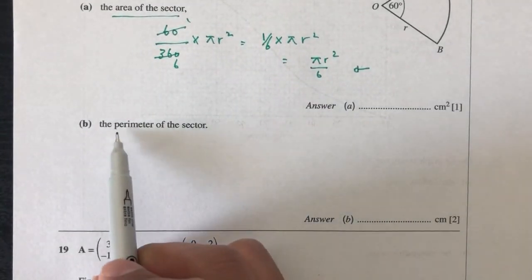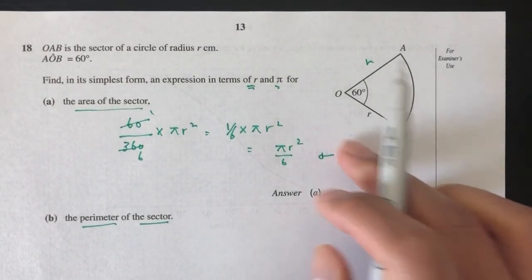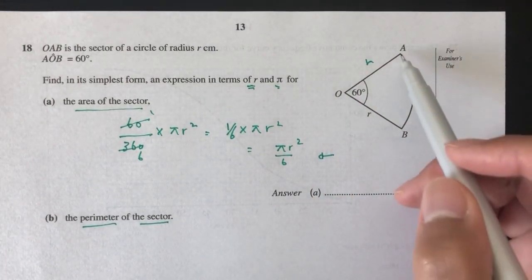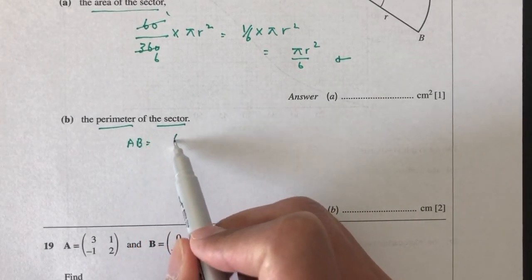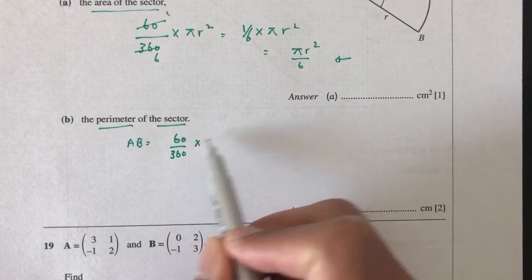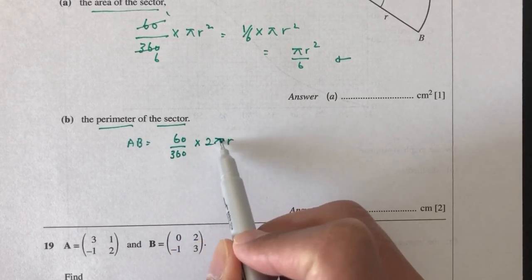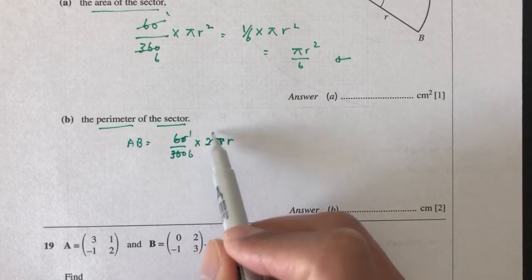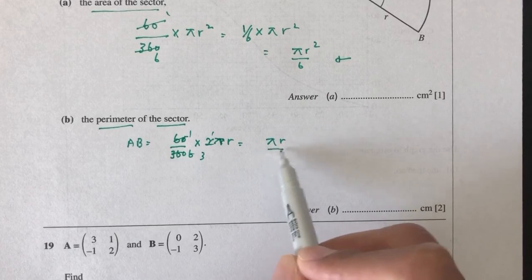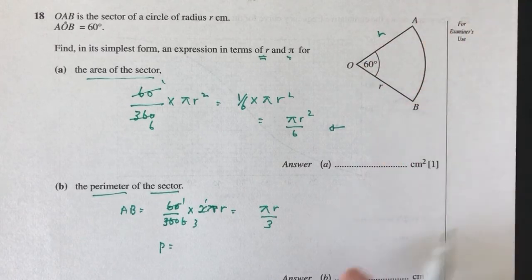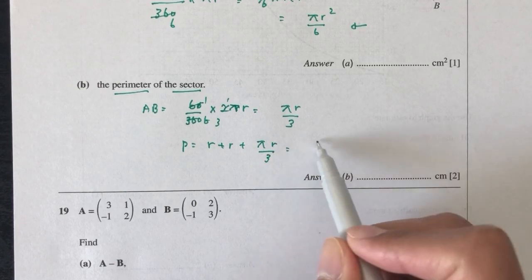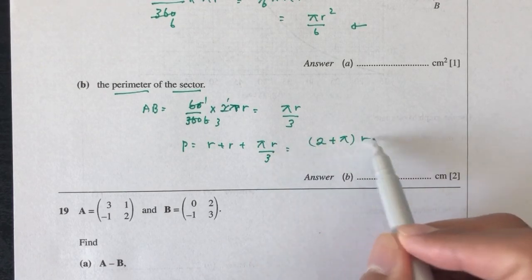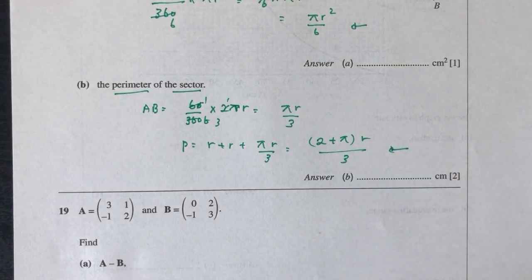Now part B, find the perimeter of the sector. Perimeter is the distance around, so we have r plus r and this one. What is the length of AB? AB is the length of the arc. Arc is a formula, so 60 divided by 360 times 2 pi r. So let's simplify that. We have pi r divided by 3. So the perimeter will be r plus r plus pi r over 3, which will be (2 plus pi) bracket r over 3. That will be your answer for part B.